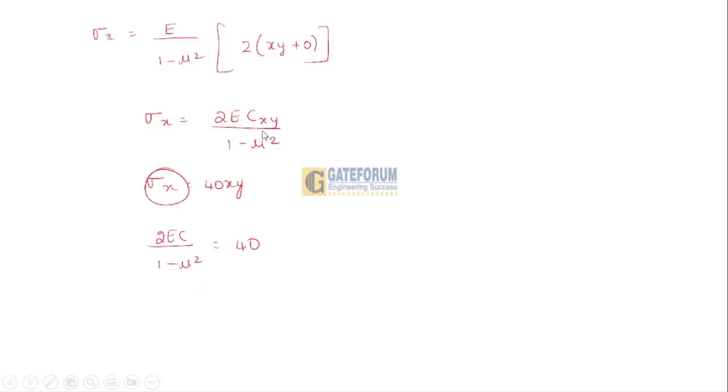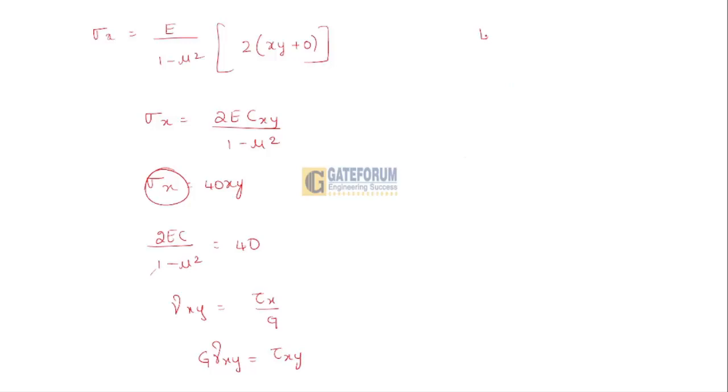Next, sigma x is equal to 2ECxy by 1 minus mu square, because C is there as a constant given to you in the question. Sigma x equal to 40xy, which is given. Now 2EC by 1 minus mu square is equal to 40, because sigma x I will be substituting 2ECxy by 1 minus mu square, right? So when you cancel, gamma xy equal to tau xy by G, whereas G into gamma xy equal to tau xy.